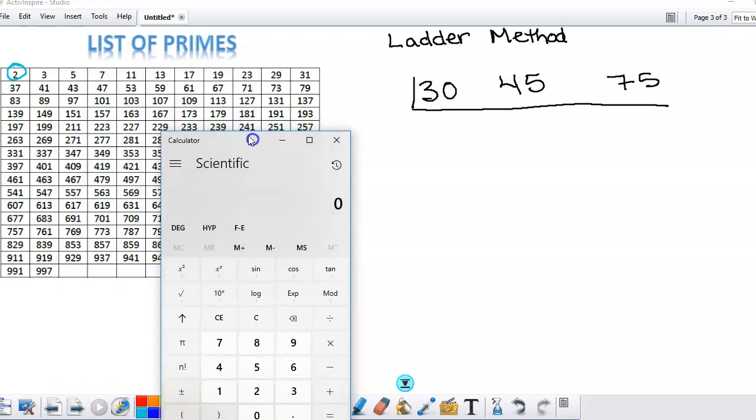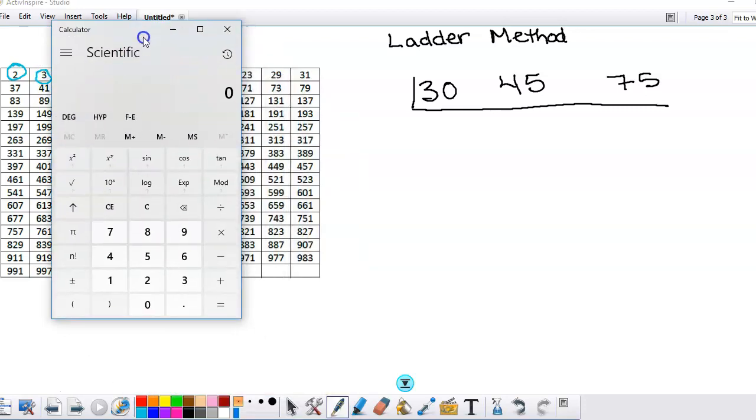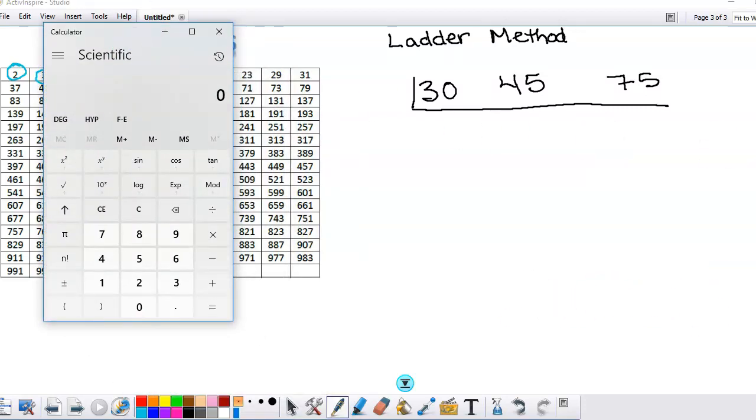Then I move on to the next prime number, the number 3. Same thing. If your brain's not working, use a calculator for this. It could be tedious to do these all by hand. So 30 divided by 3, do I get a nice clean whole number answer? Yes. How about 45 divided by 3? I again get a nice whole number answer. How about 75 divided by 3? And all three numbers then have the number 3, the prime number 3 in common.